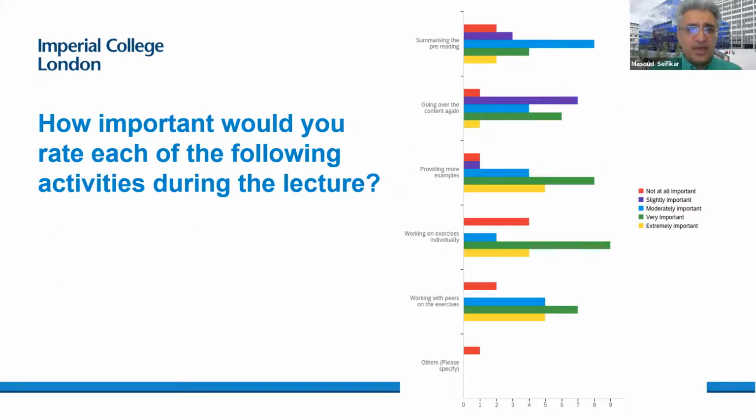How important would you rate each of the following activities? Summarizing pre-reading during the lecture. I think lots of people said it's important, and also going through content again, providing more examples, and working on exercises individually, they found very important. And working with peers, I think most of them found important as well.